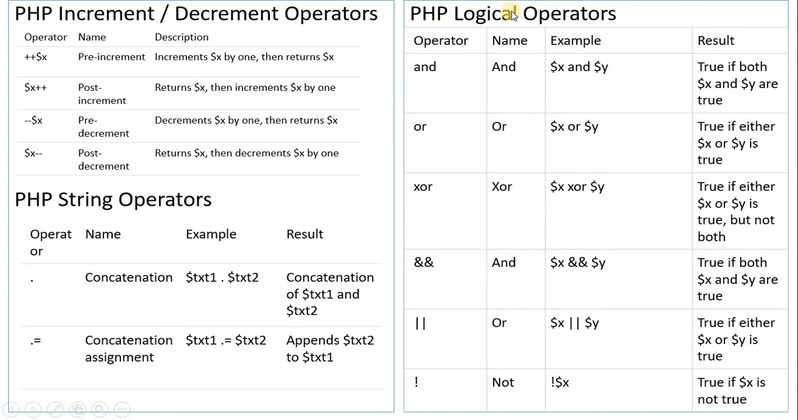Next is PHP logical operators. We have different logical operators. The first one is the AND operator, true if both x and y are true. The OR operator, true if either x or y is true. The XOR operator, true if either x or y is true but not both. The next one is also an AND operator, which is similar. So the first AND operator and this AND operator are the same, and the OR operators are the same. The NOT operator returns true if $x is not true.